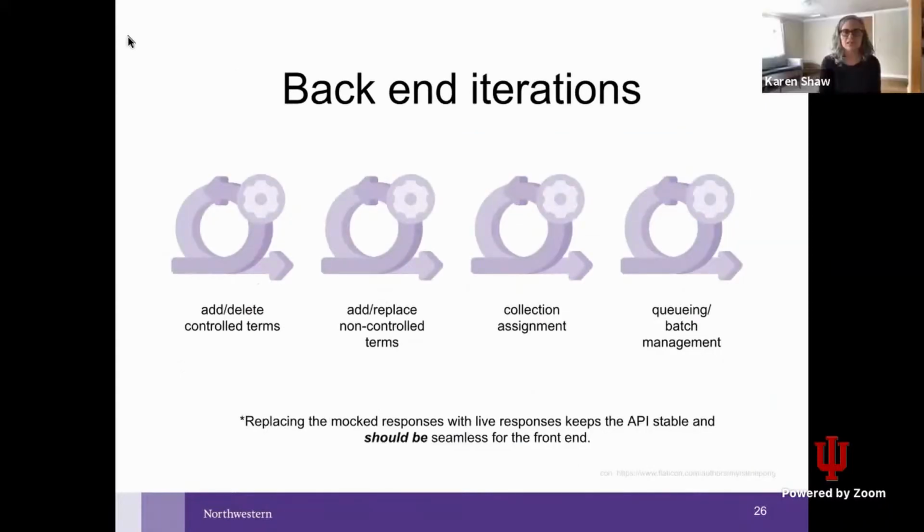So this made it easy to break up the backend work into iterative pieces to be worked on independently by developers. First, we implemented batch add and delete of controlled terms, then batch add and replace of non-controlled terms, collection assignment, and finally, we are still in the process of implementing queuing and batch management functionality. At each step, as the work is finished, we replace the mock endpoints with working functionality.